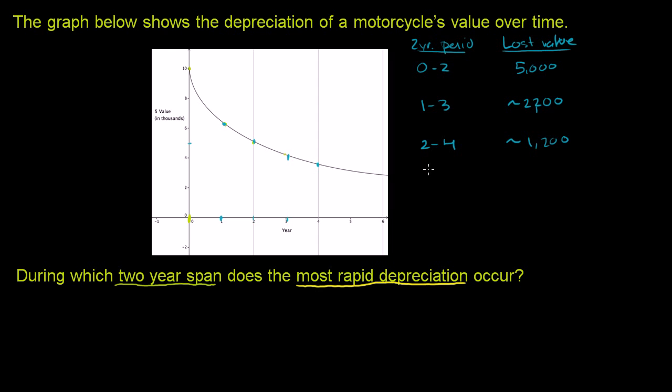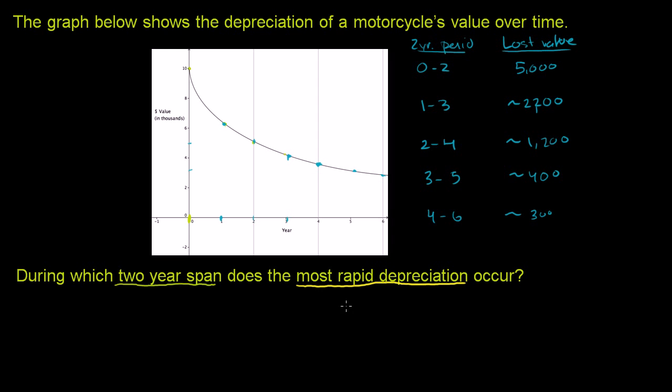And then if you go from year 3 to year 5, we're going from about $4,000 to about 3,600 if I had to eyeball it. So it looks like we lost about $400. So if anything, as we go further and further in time, each 2-year period, we're losing less value. Then finally, if we go from 4 to 6 years, we're at about 3,800 and we end up at maybe 3,500. I don't know exactly. We're losing about 300. It's shallower than it was before.